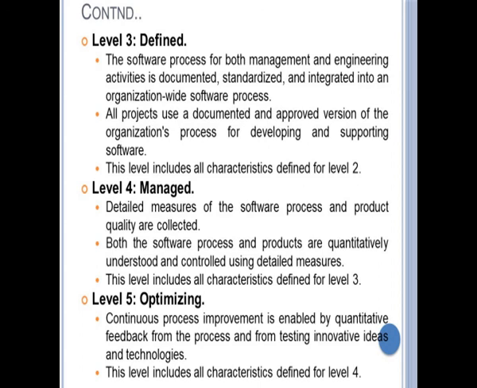Level 4 organizations are predictable. Organizations can predict the trends and product quality, and if it goes beyond the limit, action is taken to correct the situation.